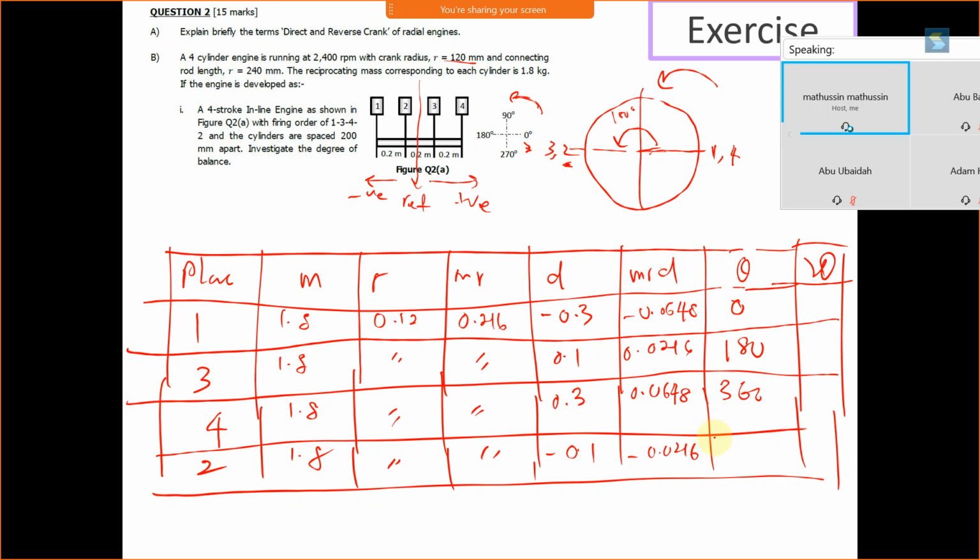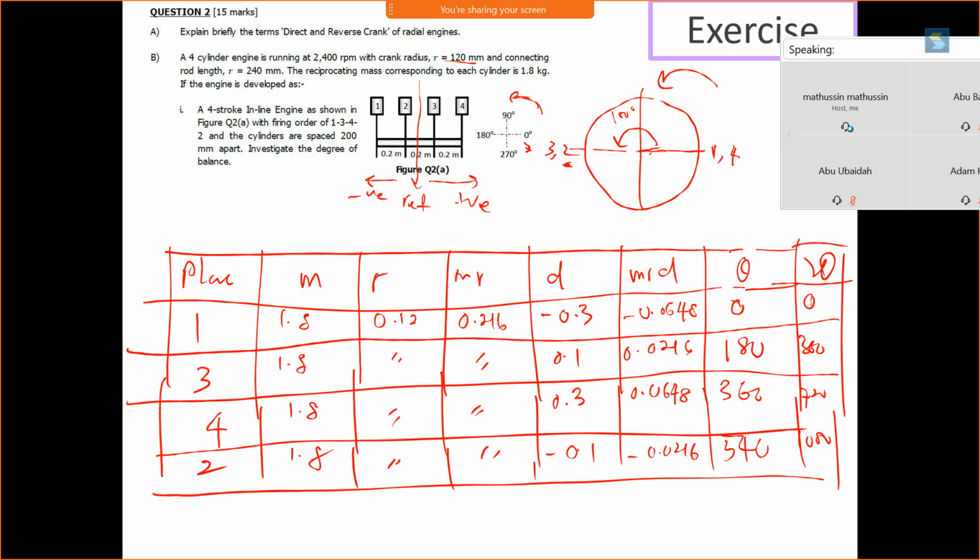Number 2 is 540. Okay, so how about 2 theta? Just multiply by 360, okay, 720 and 1080. So this is our table. If you don't want to make a table it's fine, I made the table just for reference.